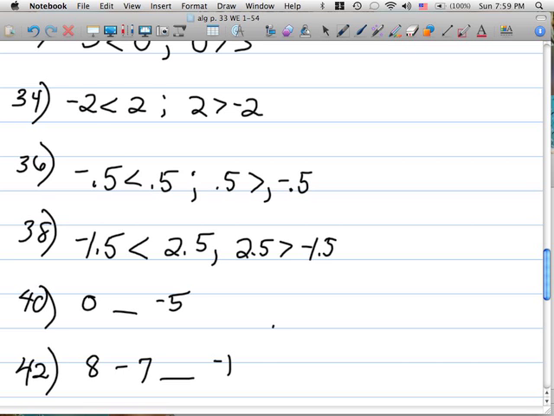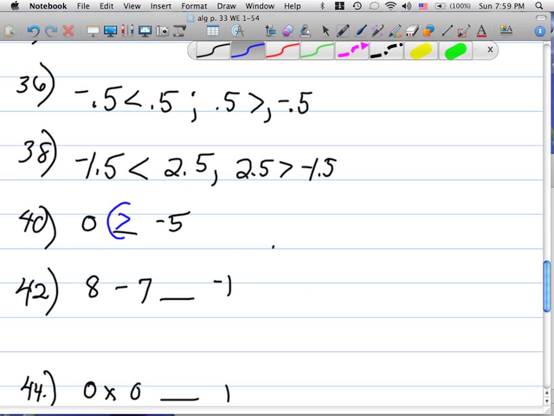The next part, complete using one of the symbols less than or greater than to make a true statement. So problem number 40. 0 is what to negative 5? The answer would be, copy the original problem down. So 0 would be to the right of negative 5, so it would be greater than. 42, 8 minus 7 is 1. So 1 to negative 1, all positive numbers are greater than negative, so 1 is greater than negative 1.